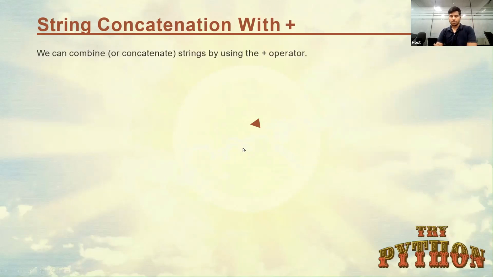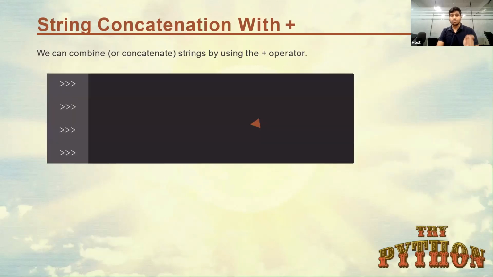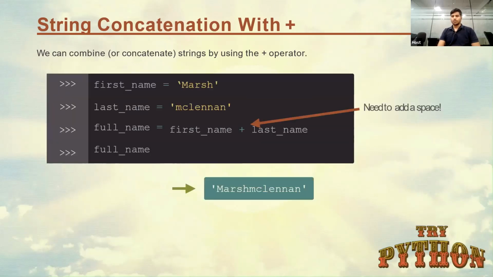Now, string concatenation. When we add two numbers, we say addition. When you add 1 plus 1, you're going to get 2. This is a mathematical addition. But when you add two strings, we don't say it's a mathematical addition. We call it by another word, concatenation. Here, see what I've done. I've made a variable called first name, which is Marsh, and last name, which is McLennan. Then I'm concatenating the two words by using the plus operator. Once I do this, I get Marsh McLennan, without a space, because there is no space in between.